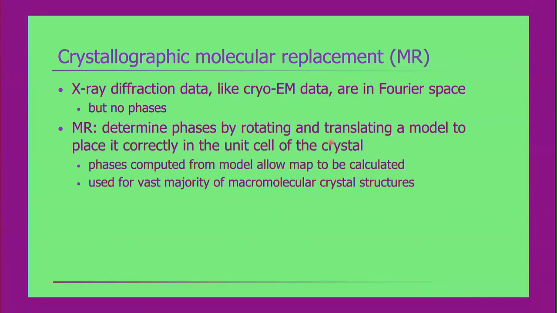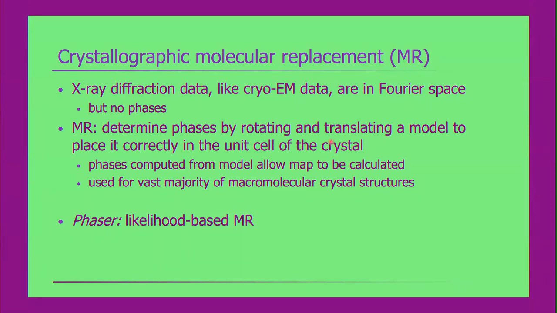So in molecular replacement, we don't have phases, so we determine the phases by taking an atomic model and rotating it and translating it to put it in the right place. And then you can calculate phases and calculate a map. And this now, especially in the days of AlphaFold, is the way that the vast majority of protein crystal structures are solved these days. And we've put this into a program called Phaser, which does likelihood-based molecular replacement.